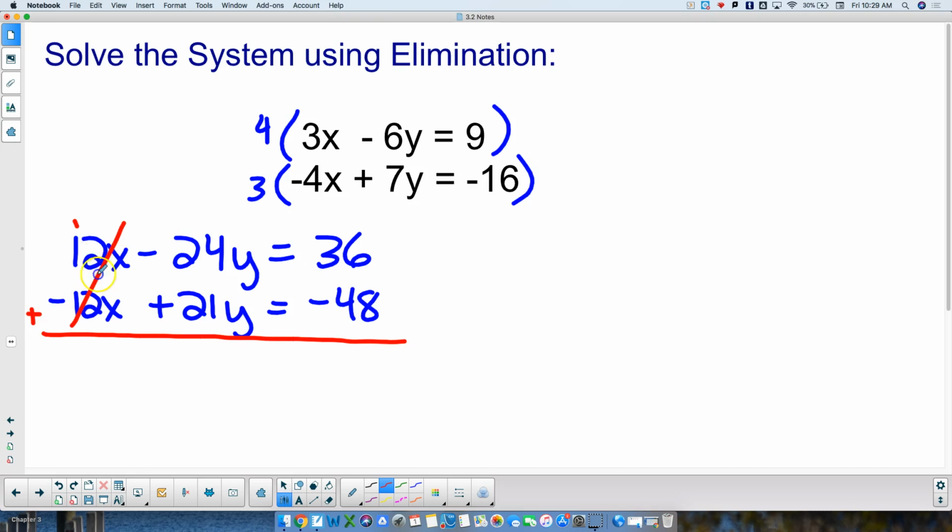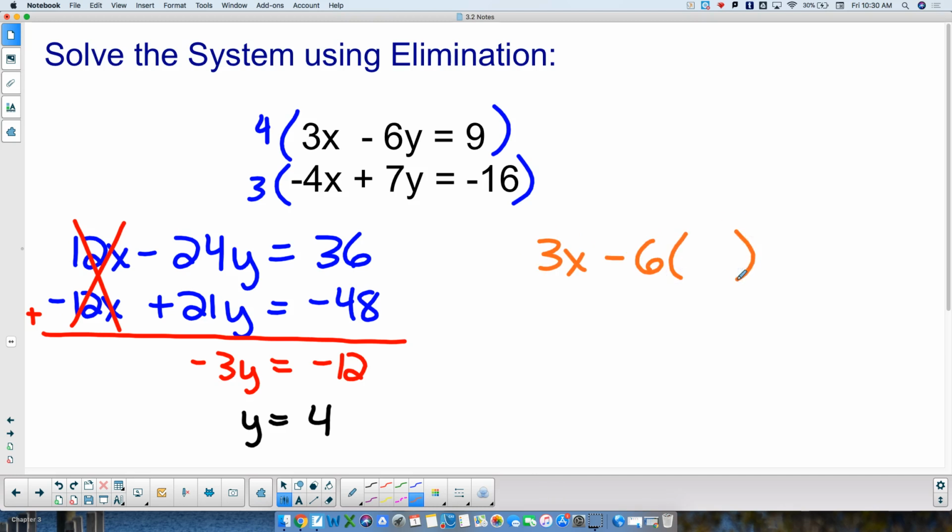When I add them, my x's have been eliminated, and I get negative 3y equals negative 12. Solving that gets me y equals positive 4. Then I stick that into one of the original equations. 3x minus 6 times positive 4 is equal to 9.